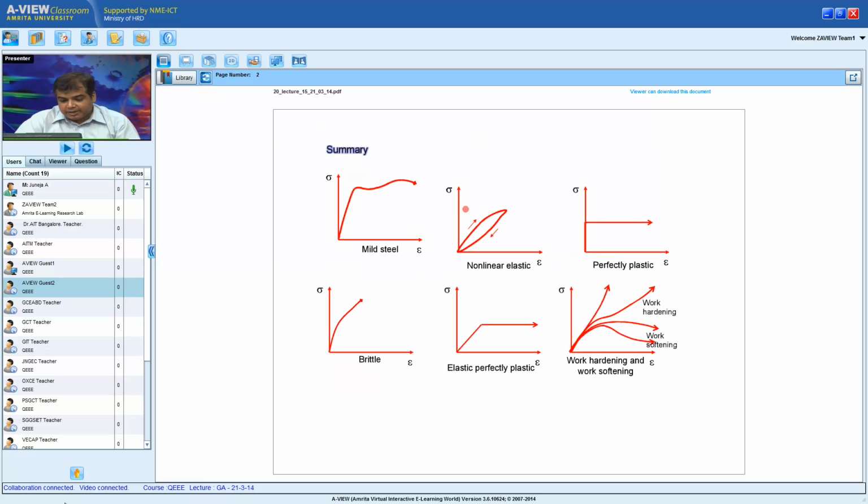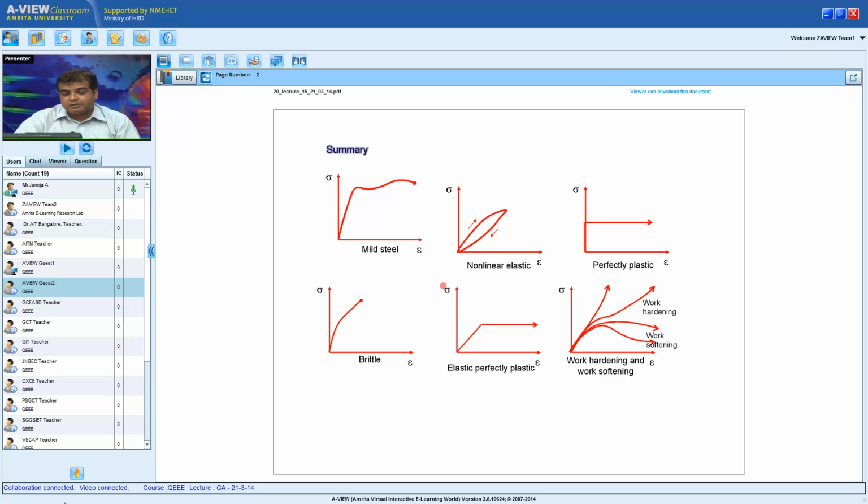We went on to explain a concept of how failure and yield is identified in soil mechanics. We took an example of mild steel wherein you had a yield point and a failure point. Remember, all these are stress-strain curves. A non-linear elastic where you had a loop, followed by a perfectly plastic, and if I go down, we said it is only the last two figures which are of interest to us.